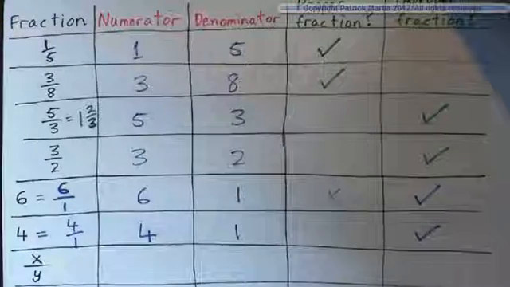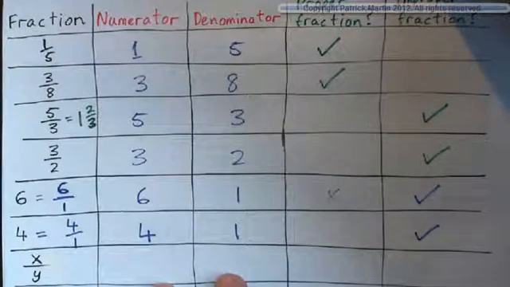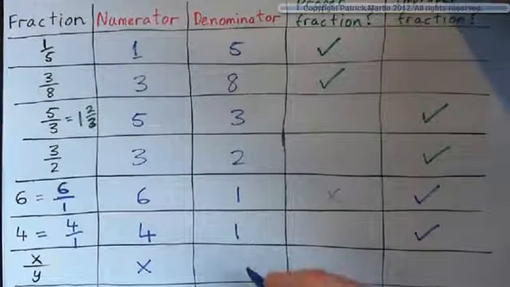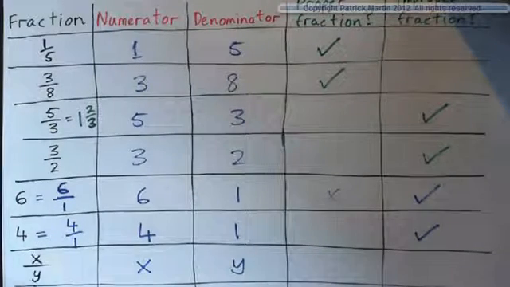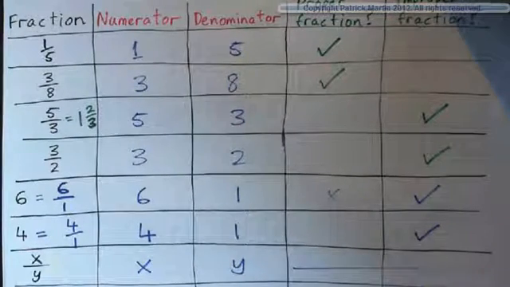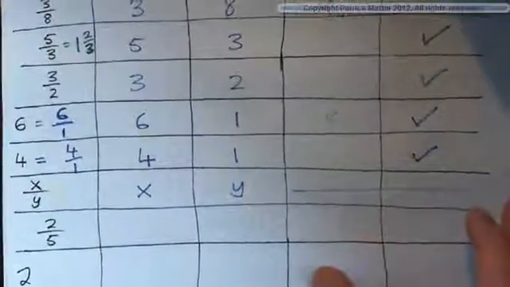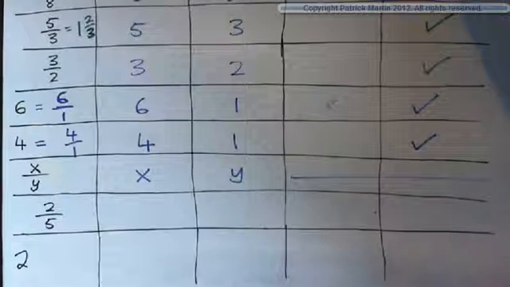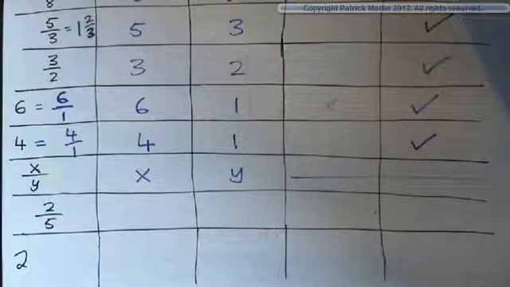How about x over y? What can you do with that? What's the numerator, first of all? What's the denominator? Numerator is x, denominator is y. And we don't know whether x or y is bigger because they're just letters, they're not numbers, so we can't do the proper or improper part at all on that. So press pause on the video and do this one and this one, 2/5 and then 2. Please press pause, do it yourself, and then I'll do it.